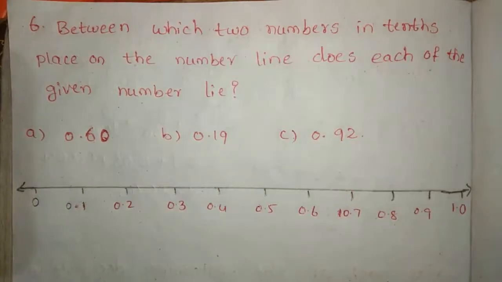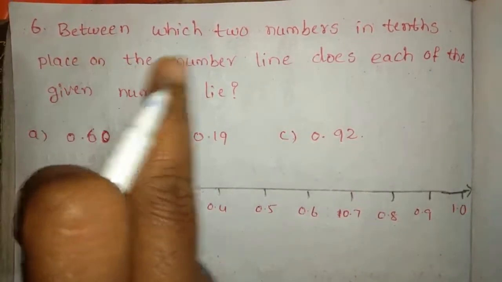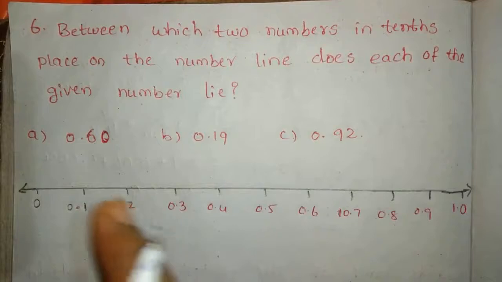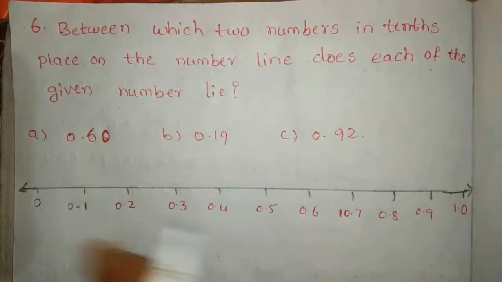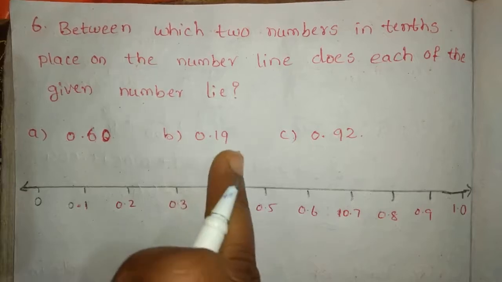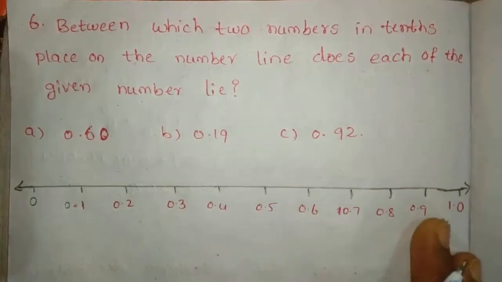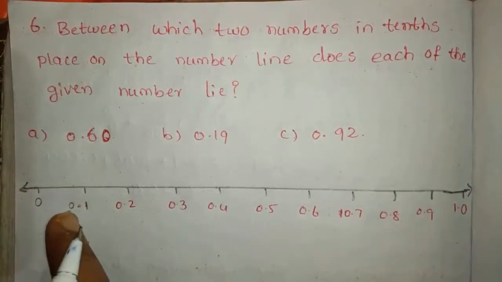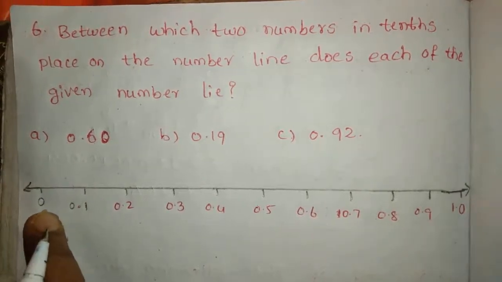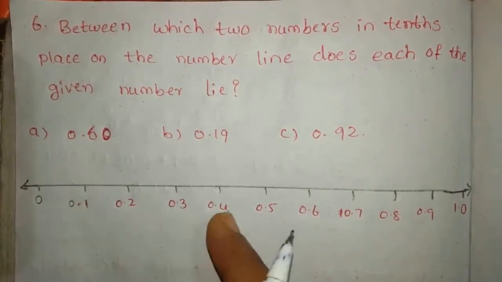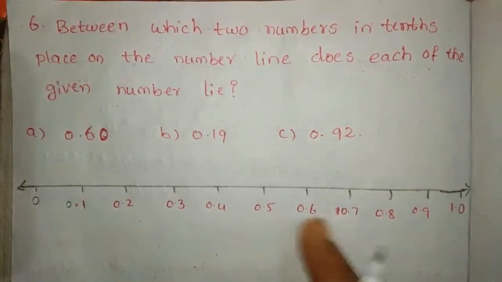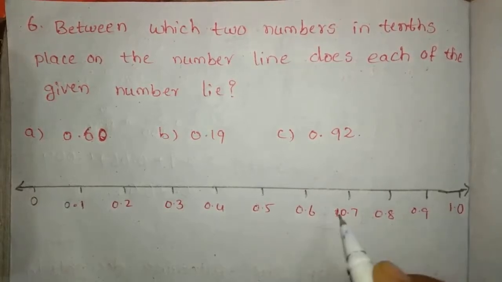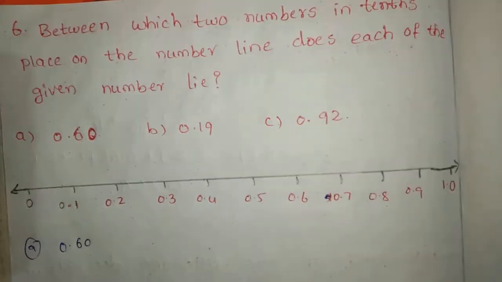Now let us see the next question, that is 6. Between which two numbers in tenths place on the number line does each of the given numbers lie? A 0.60, B 0.19, C 0.92. Now first draw the number line. Draw the number line and indicate the numbers, starting from 0, 0.1, 0.2, 0.3, 0.4, 0.5, 0.6, 0.7, 0.8, 0.9 and 1.0.